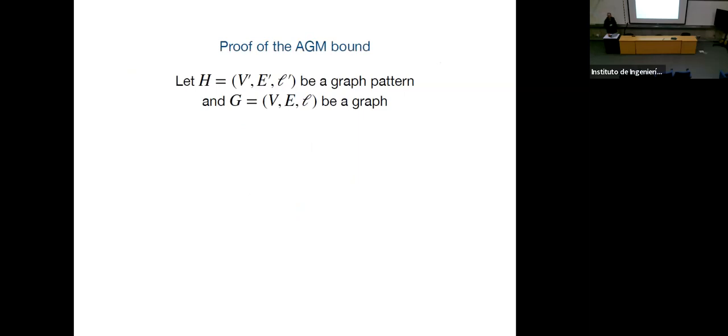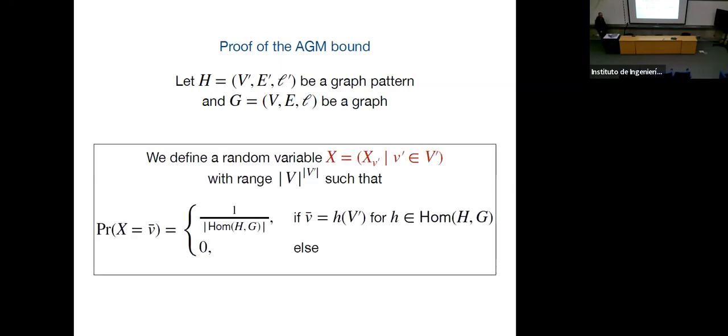Okay, so the proof of the AGM bound in 5 slides. Then we finish and we can discuss. We have a graph pattern H and a graph G, and we will define a random variable. What will be the range of this random variable? It will be all possible tuples of size the number of nodes in H, of nodes from G. These are the possible values of the homomorphisms. Each homomorphism maps the nodes of H into the nodes of G.